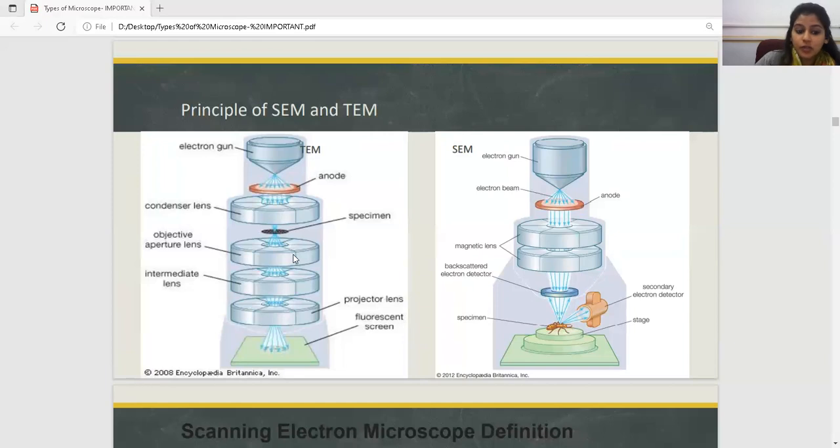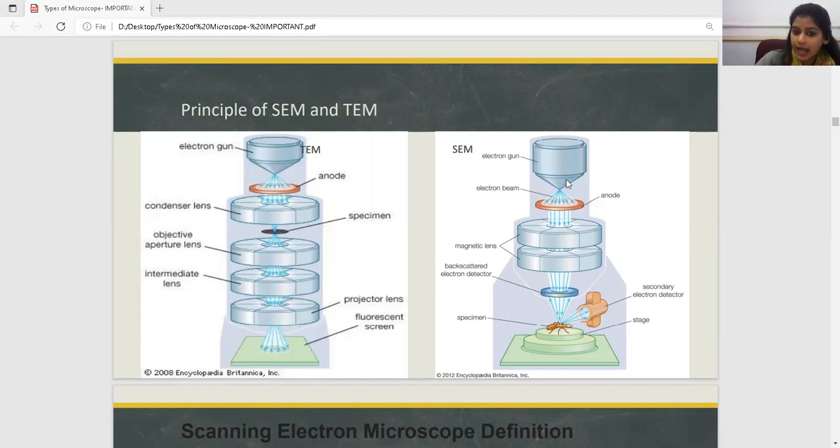Here we have the objective lens, which is capable of producing the intermediate image. Here we have the intermediate lens, which is again a set of magnetic lenses, capable of producing a better magnified image. We have the projector lens, which produces the final magnified image, which is projected onto the fluorescent screen and can be visualized at the end.